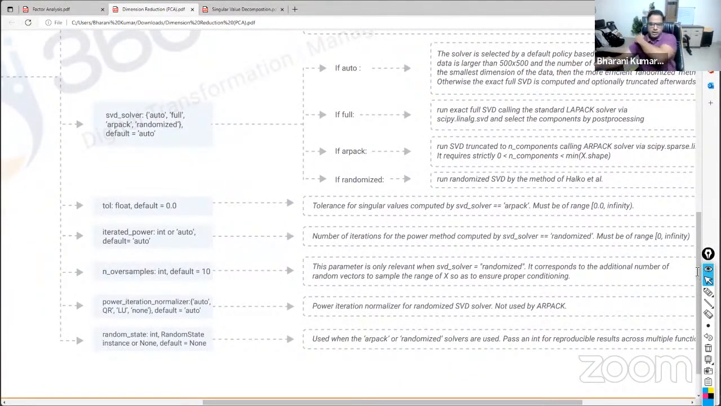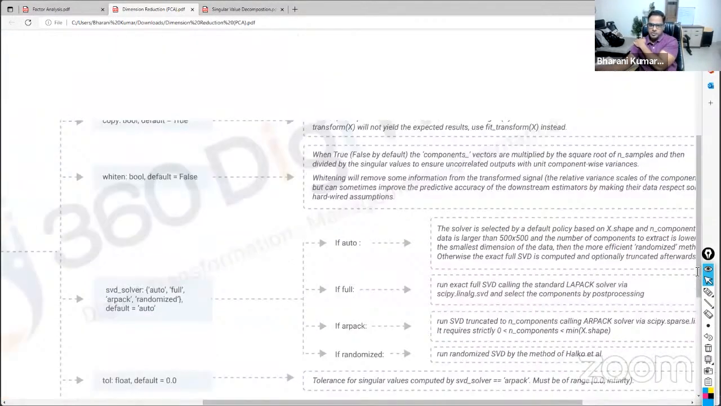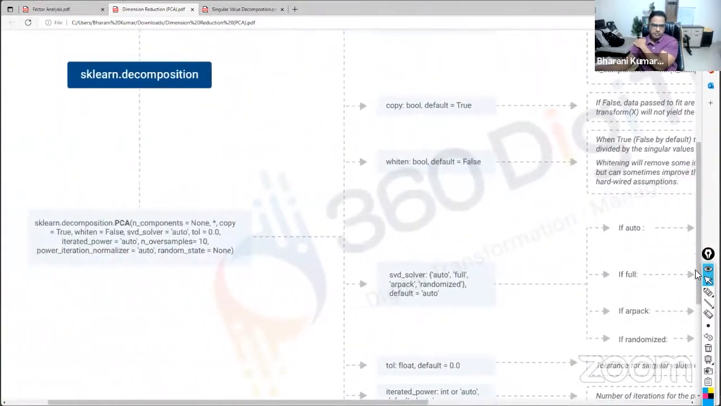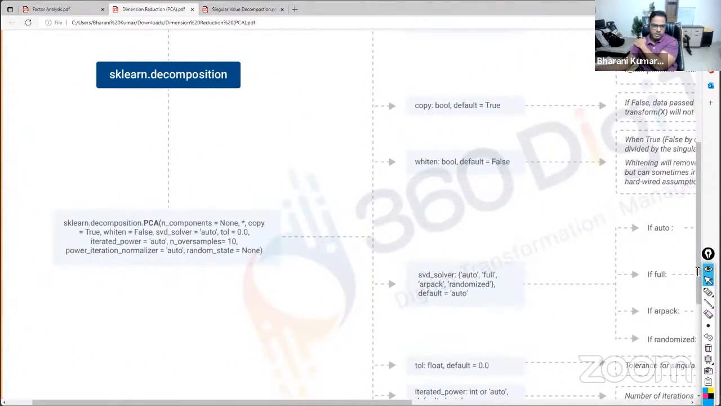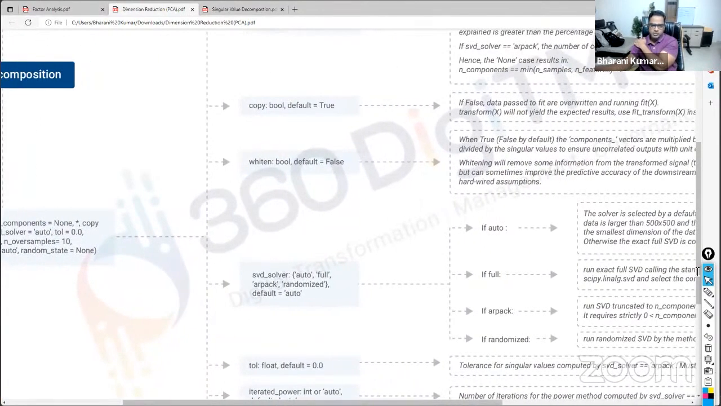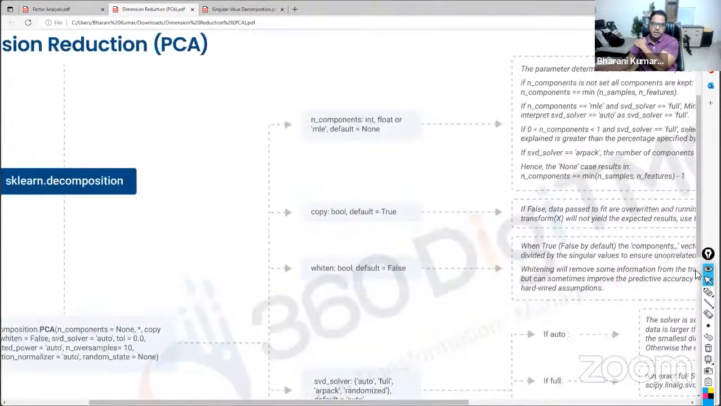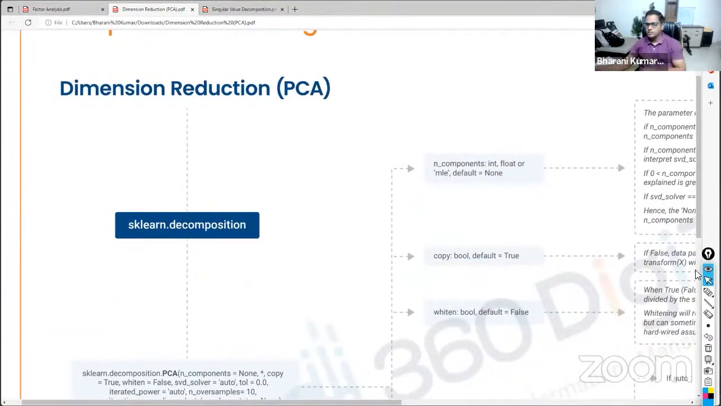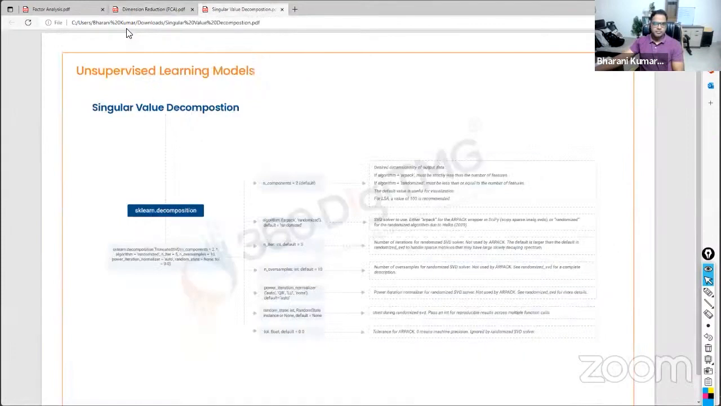And here we have another thing which is called iterated power. We have n_oversamples, right? We have tol, which is tolerance level, and svd_solver. So all of these things are interrelated. Though we are talking about principal component analysis, you might see references pertaining to SVD because both of these work on the basis of linear algebra. So the underlying working more or less remains the same. Okay, and we also have SVD.